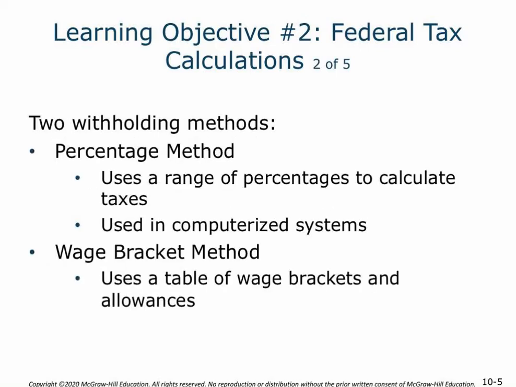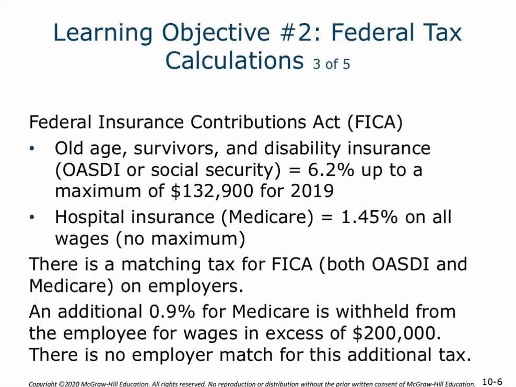Similar to what we had seen in previous chapters, using the appendices for the tax tables and percentage method. For withholding methods, we've got two of those as well. So we have a percentage method and a wage bracket method. And then along with the withholding that's being done for the federal taxes, we've also got Social Security and Medicare taxes that are going to get withheld on behalf of the employee by the employer.